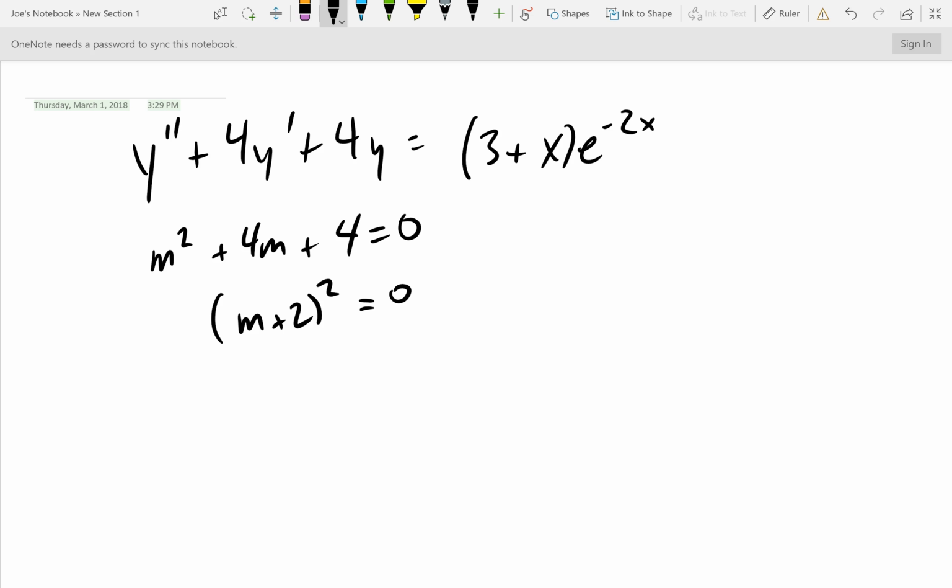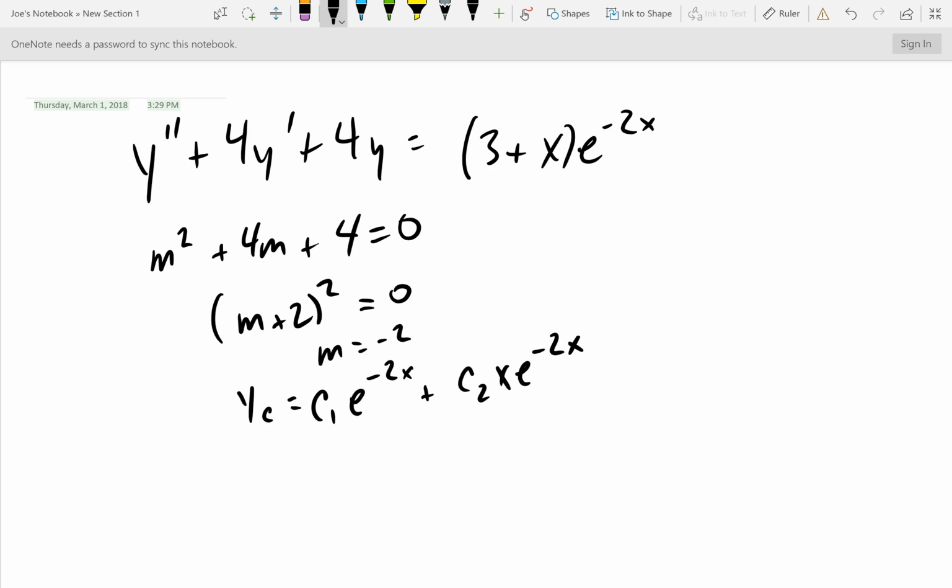So we get that repeated root of -2, which tells us that our complementary solution then must be c1 e to the -2x plus c2 x e to the -2x.